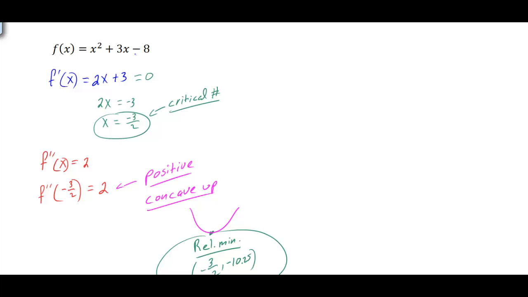X squared plus 3x minus 8 we know is going to be a parabola that opens up, and we know it would have a relative minimum point because it's opening upwards. And if you notice the concavity, it is always concave up.